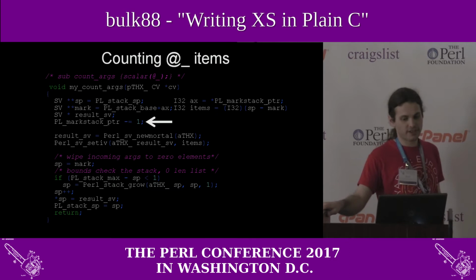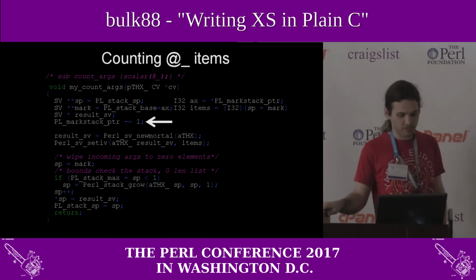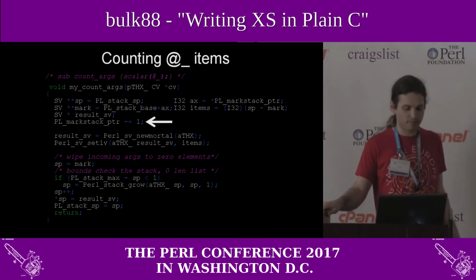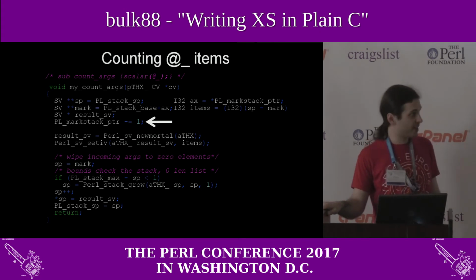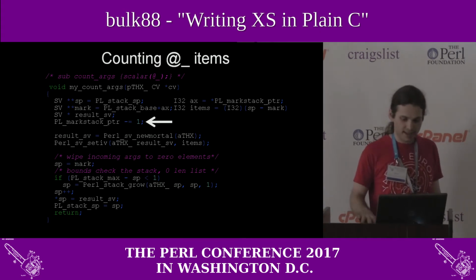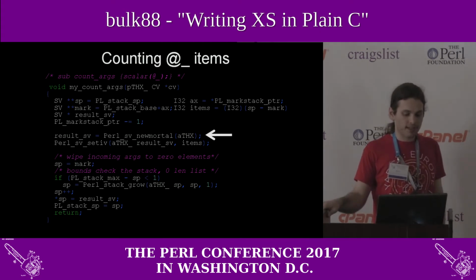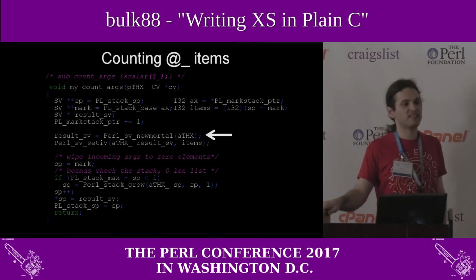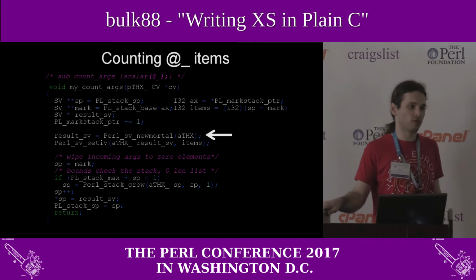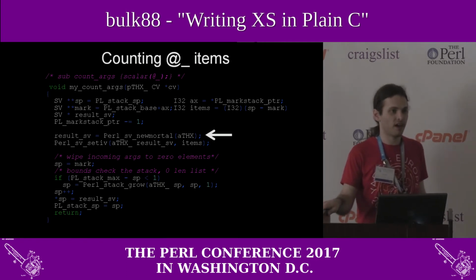Now we have to return the number of items in @_, to return a count back to our caller. We have to create a new Perl scalar down here. Now, the Perl stack does not own any reference counted scalars on it, or hashes or arrays. Nothing on the Perl stack is owned by the Perl stack. Some other data structure in your process must have ownership of every pointer on the Perl stack.